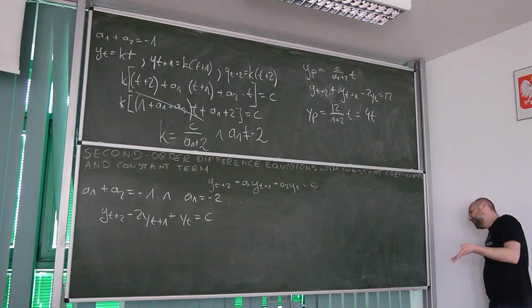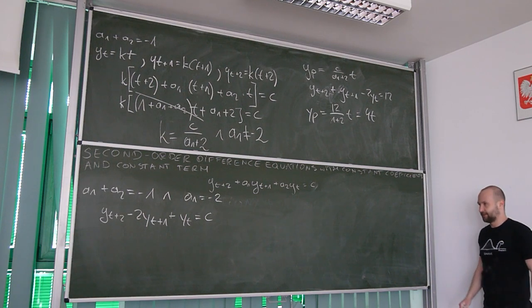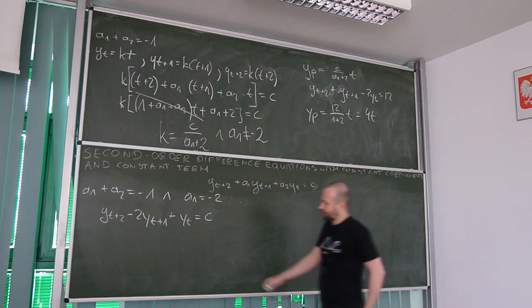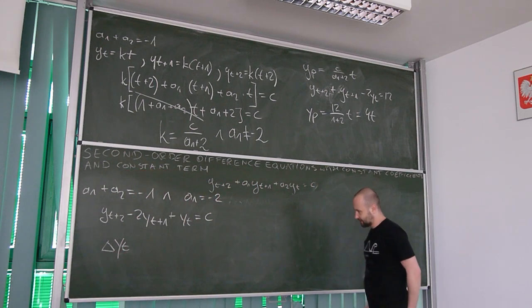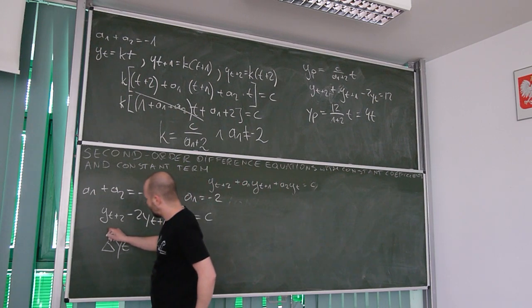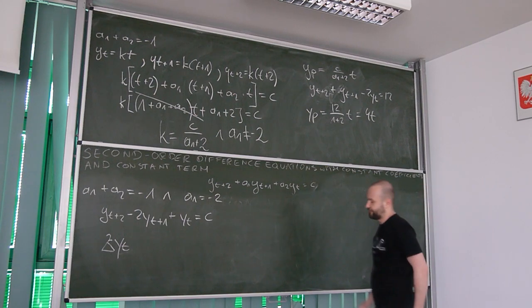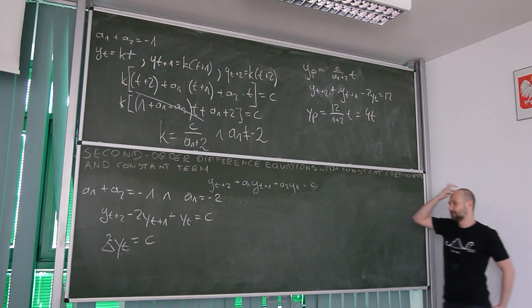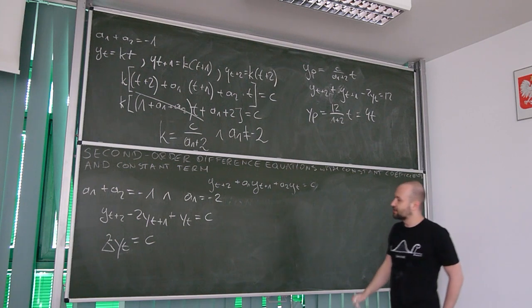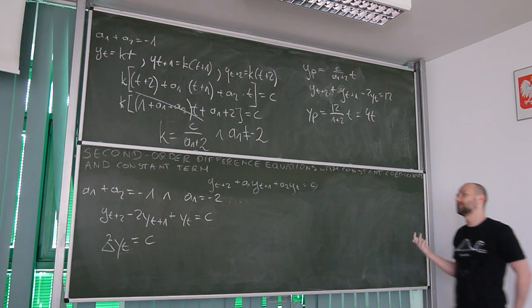Well, a couple of videos ago when we were dealing with the method of undetermined coefficients, this expression appeared. And look, this is nothing more than the expression that we obtain if we take the first difference of Yt and then take the first difference of the first difference. So look, here we've got an expression where the second difference is equal to a constant.